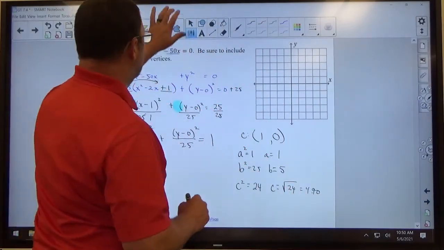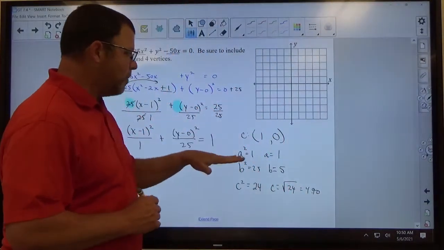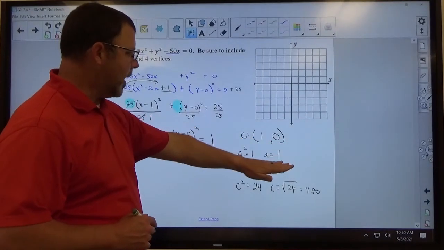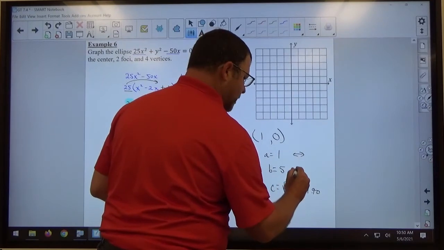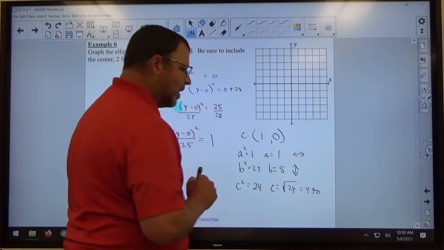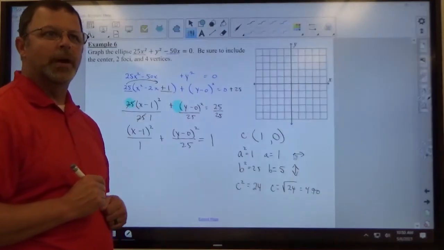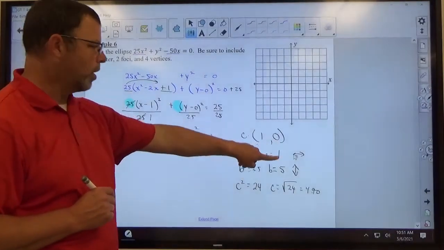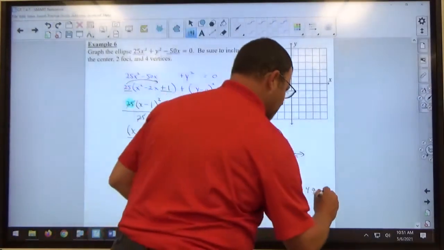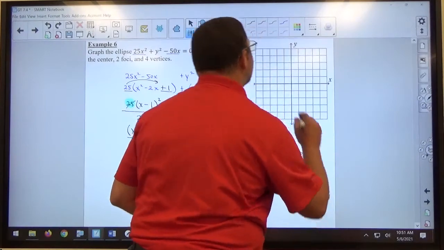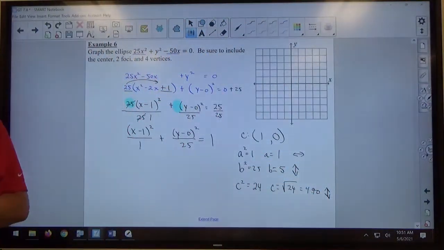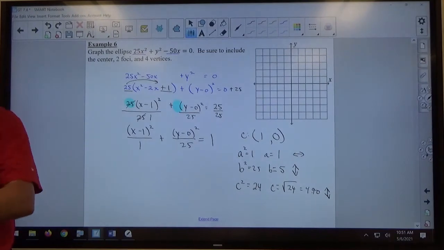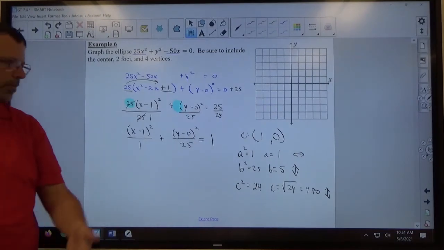And again, if I just interpret what's happening here, I'm going to plot my center. a is always left and right. b is always up and down. c always matches the direction of the bigger number. 5 is bigger than 1. 5 is up and down, so c is going to be up and down. c is always on the major axis. The major axis is the longer axis. We're going up and down more, so that's the major axis. Makes c go up and down.